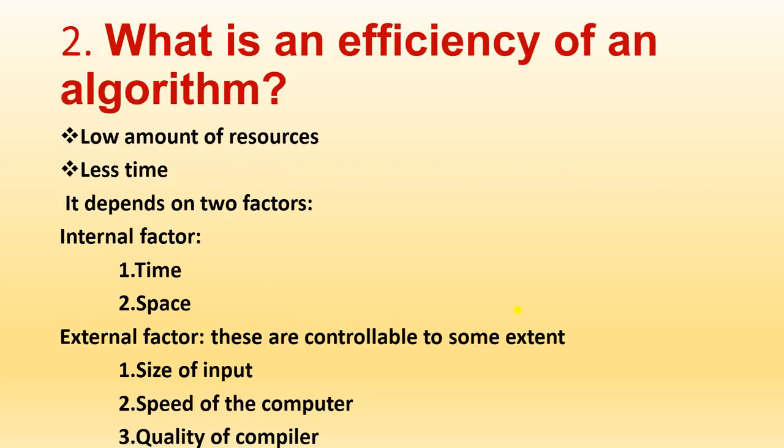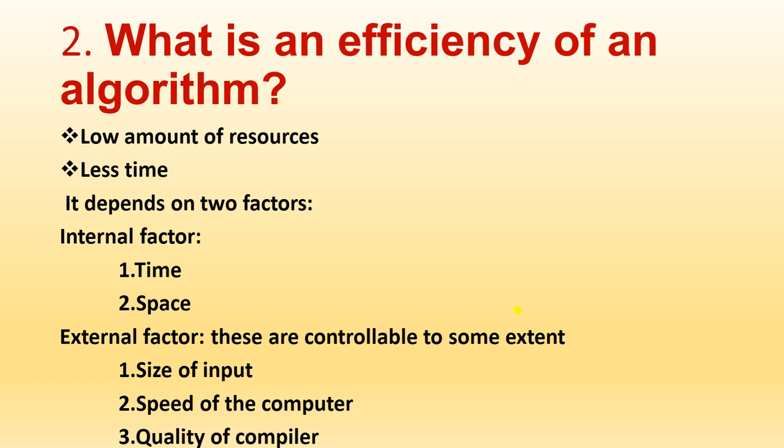Next is, what is the efficiency of an algorithm? How will you measure how efficient the algorithm is? When you use a low amount of resources and use less time, that algorithm is the efficient algorithm. These two are the important points, that you have to use limited resources and lesser time. This is the way you will say that this algorithm is efficient.